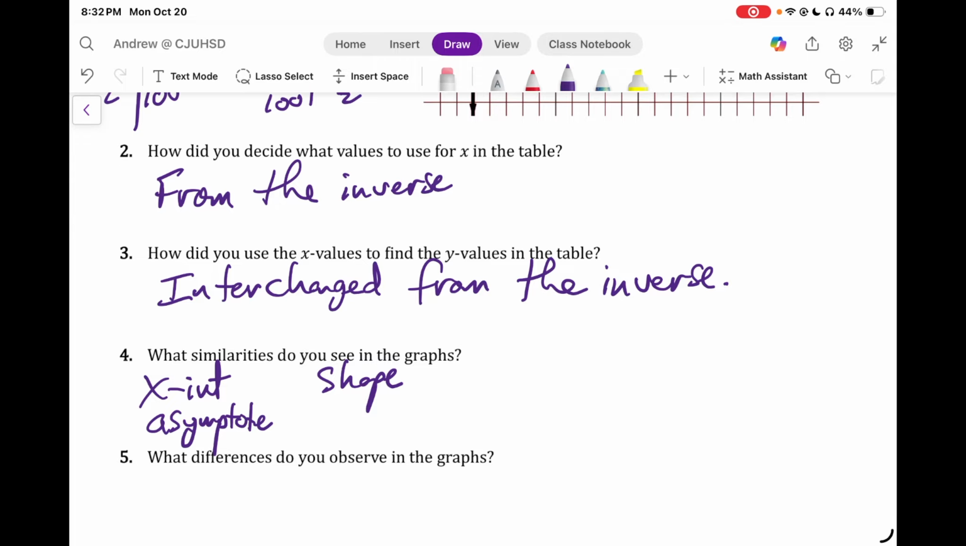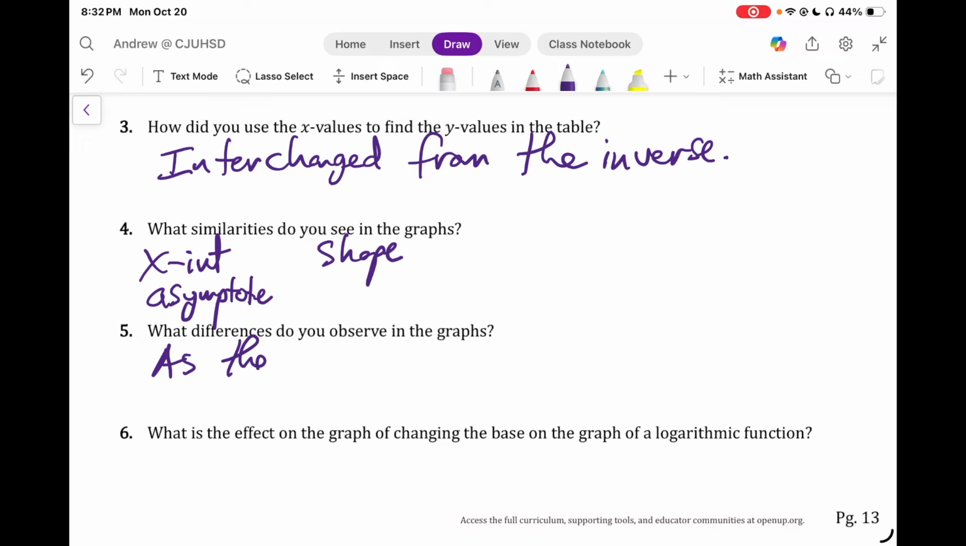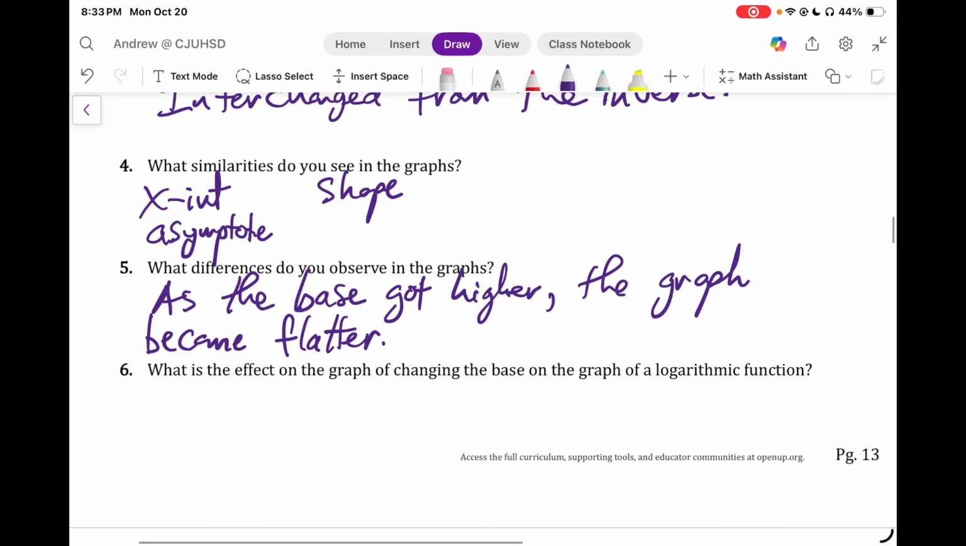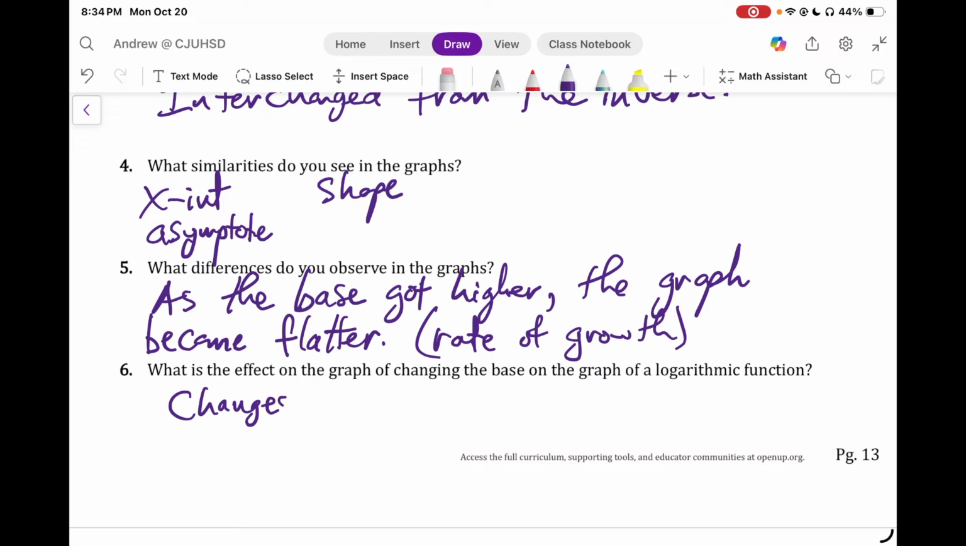What differences did I observe in the graphs as the base got higher? The graph became flatter. And I'm talking about across the top there. What is the effect on the graph of changing the base on the graph of the logarithmic function? And you could call this the rate of growth. So the effect of the graph change on the base is it changes the rate of growth.